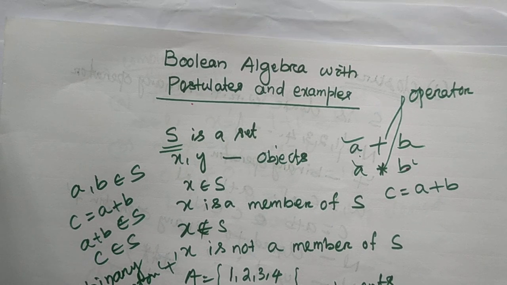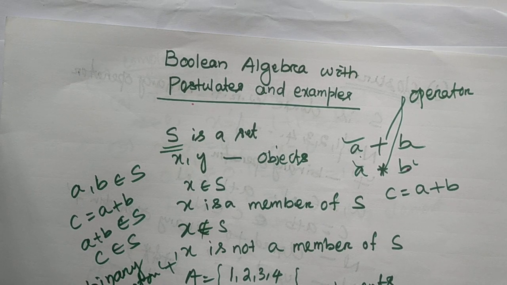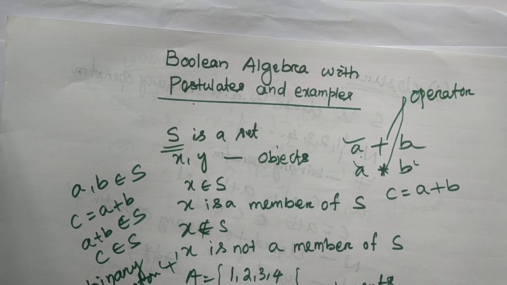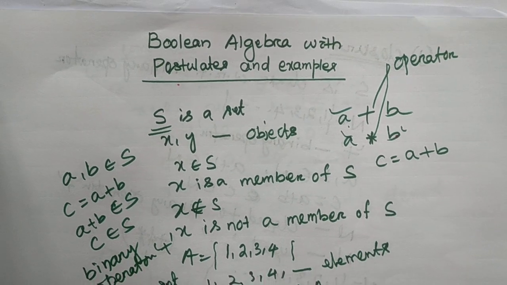Okay, so today's topic was Boolean algebra with the postulates and certain examples. I completed this one. I hope all of you understand this particular topic.